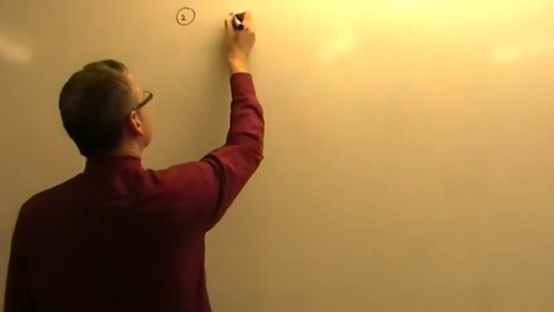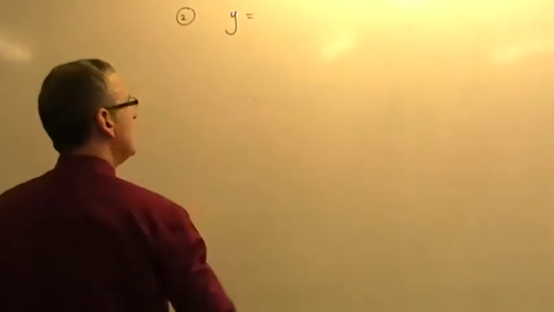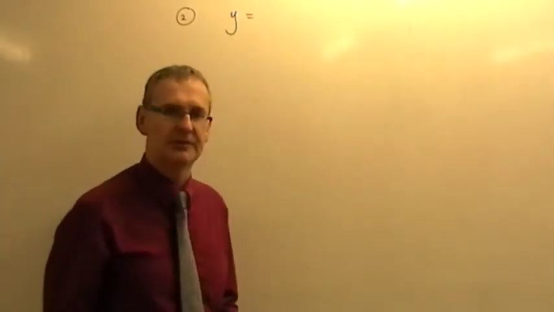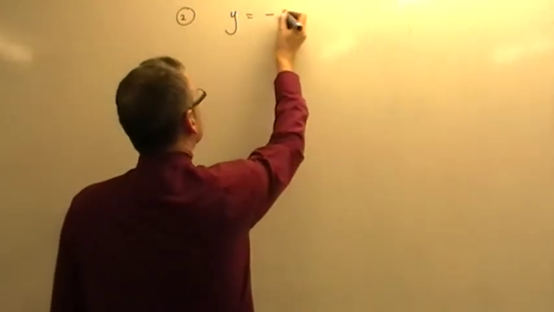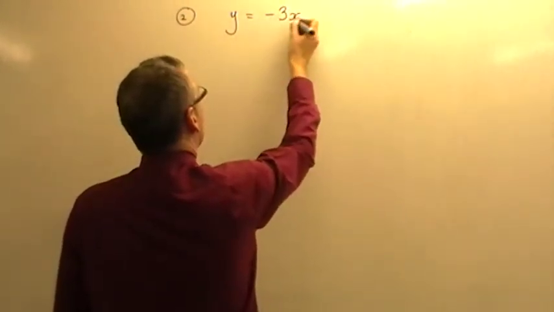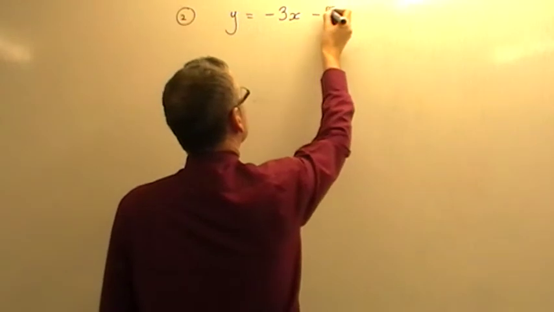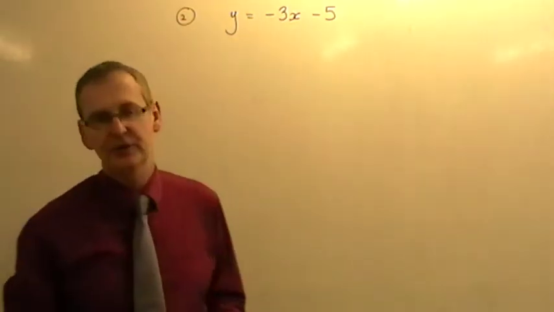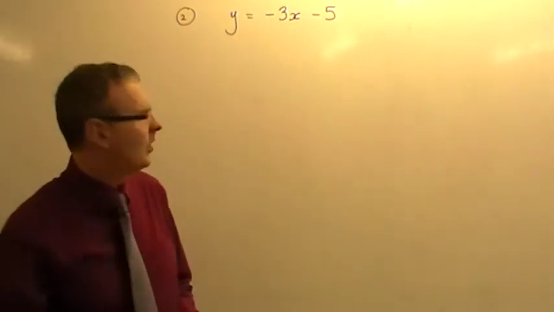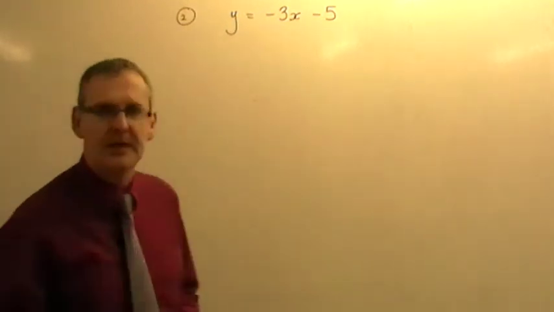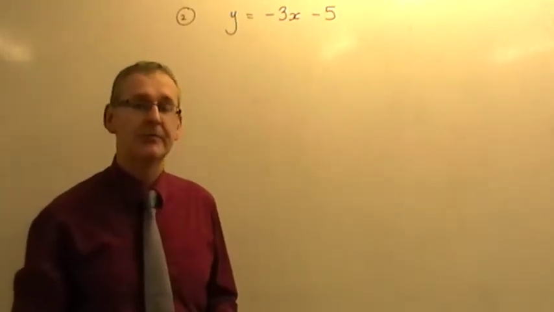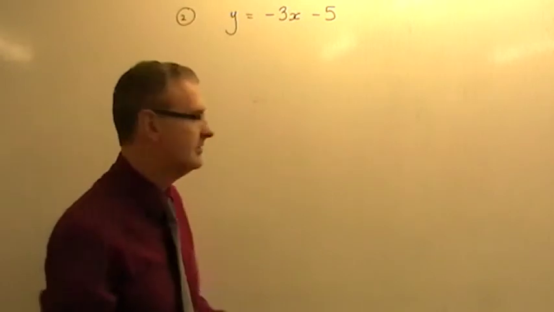The graph this time is y equals, I'm going to make this one a little bit more difficult. I'm going to say it's equal to minus 3 lots of x minus 5. I've got to draw that straight line. What does that look like? Well, I need to get some points to plot, so I create a table of values.